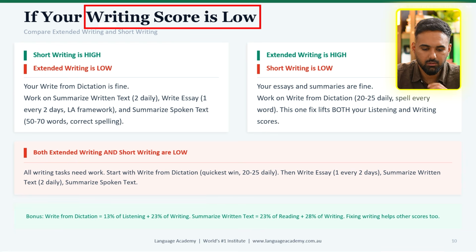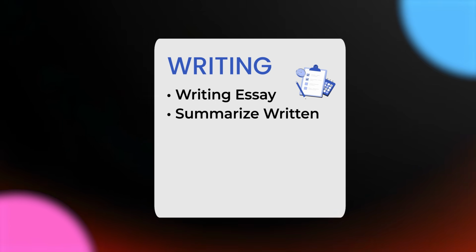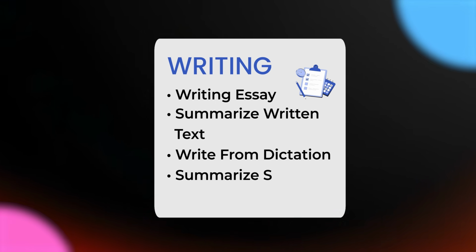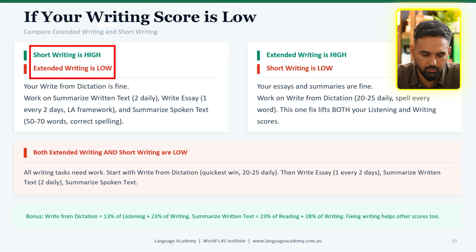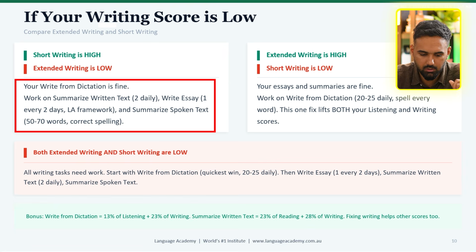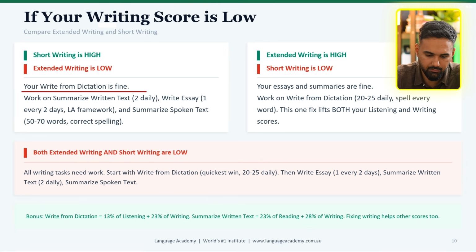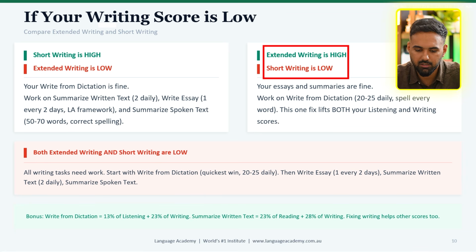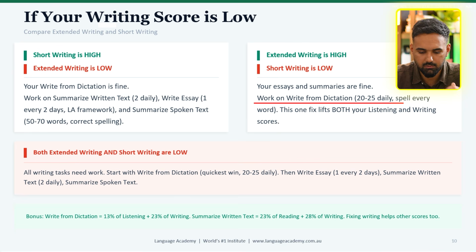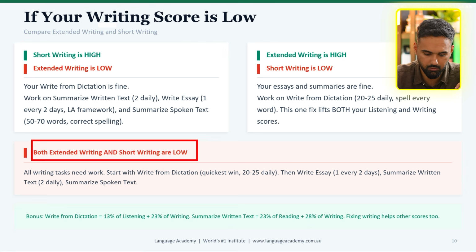How you have to figure out that your writing score is low and where you have lost points. Writing, you'll get points from 4 different question types: writing essay, summarize written text, write from dictation, and summarize spoken text. If your short writing is high but extended writing is low, means you have gone wrong with your summarize written text, essay, and summarize spoken text, but your write from dictation is perfect. But let's say if your extended writing is high but short writing is low, means you have to just work on your write from dictation. If both are low, you have to work on all the 4 different question types.